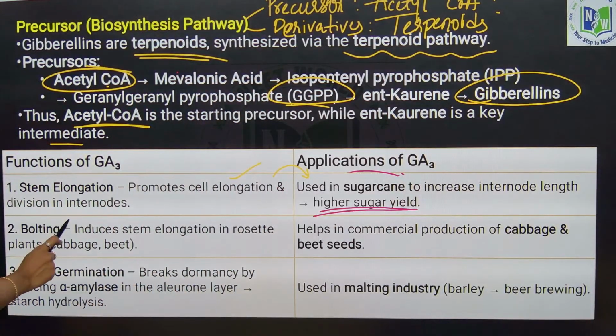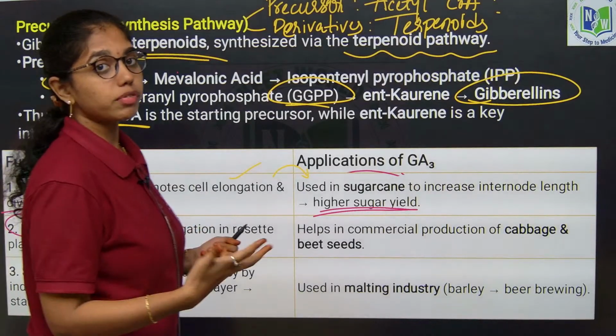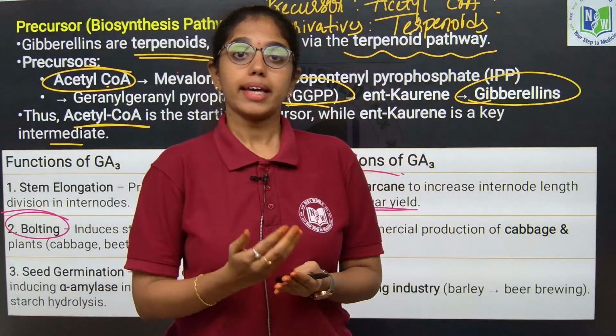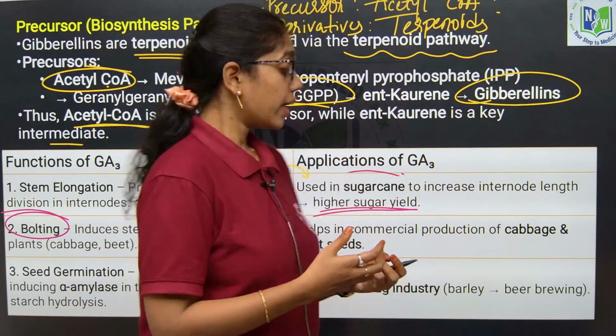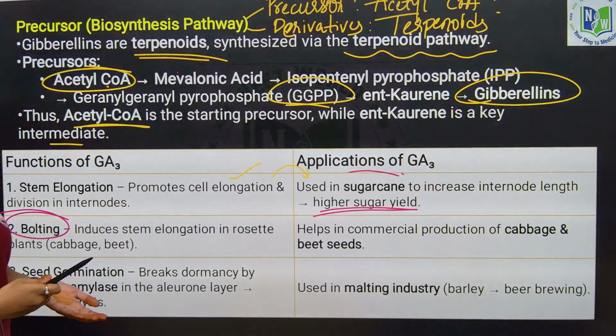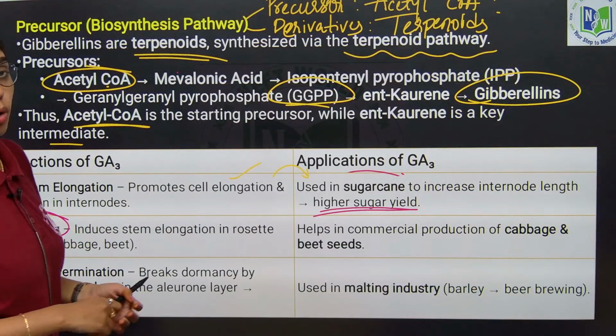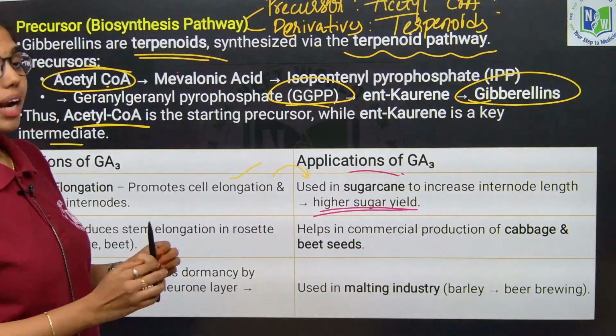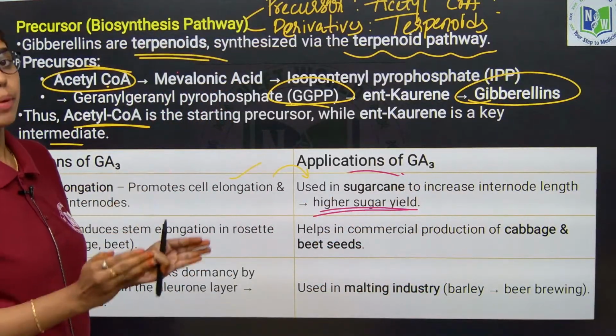Second is the bolting process, whereby spraying or application of gibberellins to rosette plants like cabbage and beetroot, prior to flowering, and post flowering when the fruit or vegetable is formed, will increase the size and shape of the product.